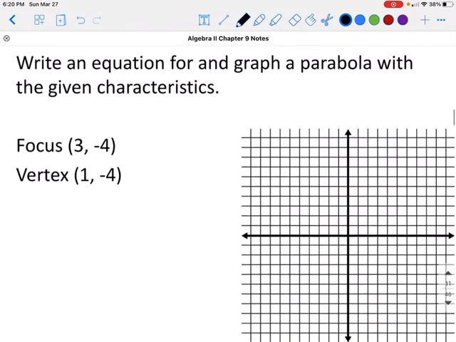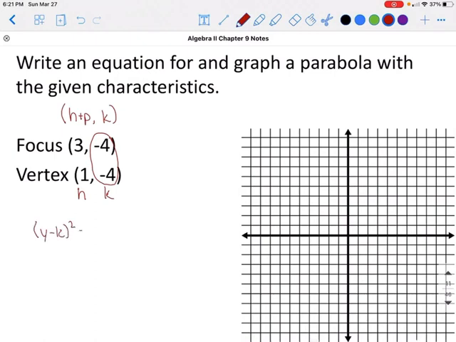Now this time they're going to give us two characteristics. We're going to write our equation, and then we're going to graph it. Now they give us our vertex, and we do know our vertex is going to be h and k. Our focus, if you notice, the y values are staying the same, so our focus must have been h plus p and then k. Now from our equations, if your focus is h plus p and k, then the equation was y minus k squared is equal to 4p times x minus h.